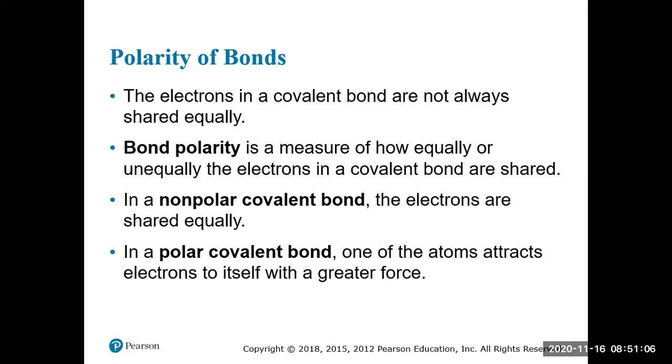If it's a nonpolar covalent bond, then we say it's shared equally. If it's polar, then one of the atoms has a greater attraction for the electrons than the other. So in other words, the electrons kind of favor one atom versus another. Nonpolar, the electrons are shared equally. Polar, the electrons in that bond move more towards one of the atoms than the other.